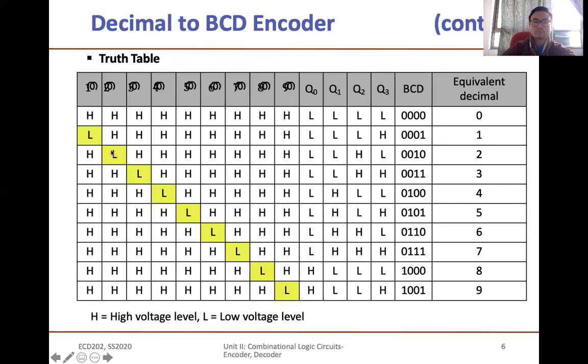Now, sorry for this invisible input. I will read out the input. This one is 1, 2, 3, 4, 5, 6, 7, 8, 9. So this is the input, and you have output Q0, Q1, Q2, and Q3.